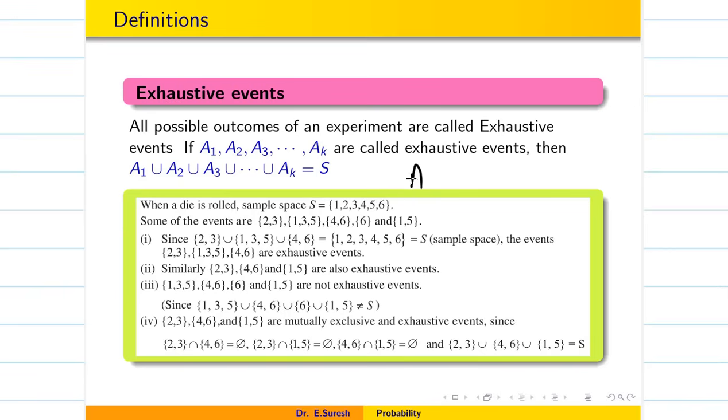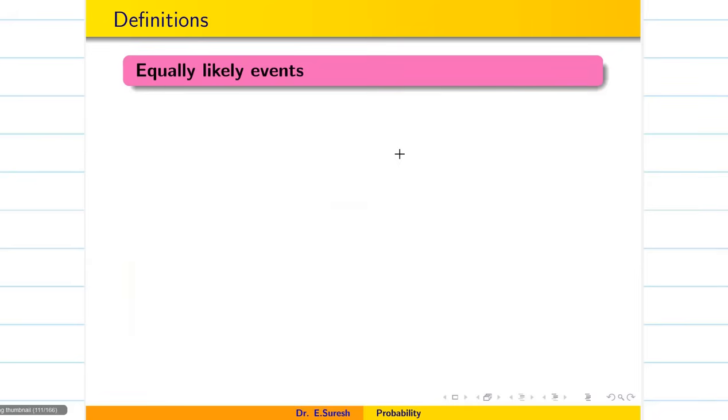Exhaustive will not stop at only 2 events. You can have A1, A2, A3, etc., say 10 events. If you union all these events and at the end you get the sample space, then you can say these events are exhaustive.